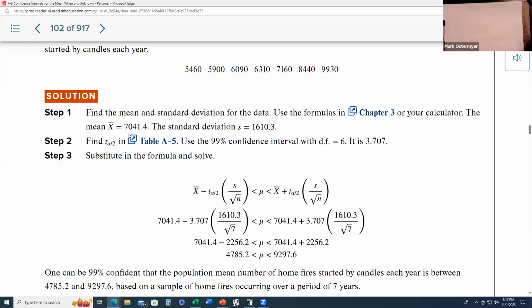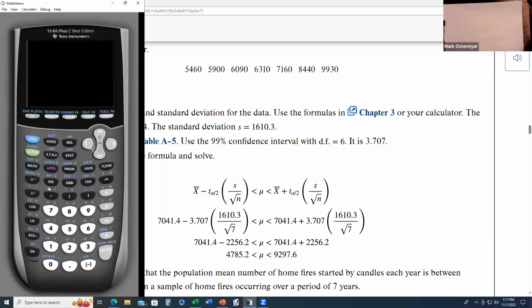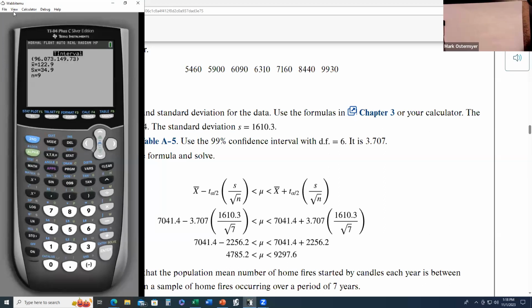All right, since we're building a 99% confidence interval, what would be our critical T value? Well, how you get your critical T value is going to depend upon whether you have the inverse T function on the calculator or you don't, or you might have to use the T table in the back of your textbook here. Now, suppose you have your calculator and you do have the inverse T function available. Then what you will do is you'll bring it up.